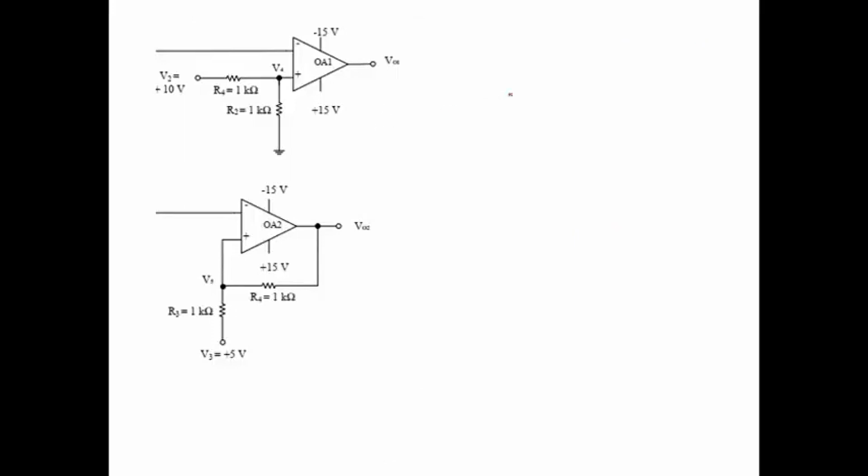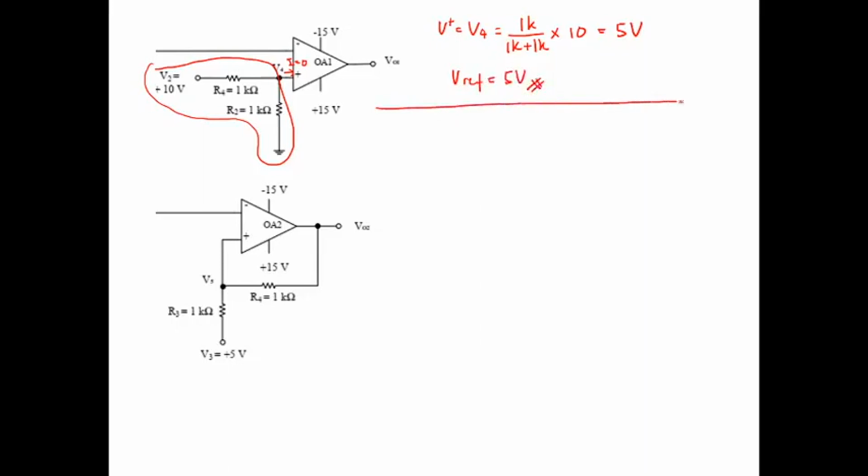Let's calculate the reference voltage. We start with the comparator first. In the comparator, we calculate V plus. V plus here is equal to V4. Since there is no current here, the current is equal to 0, so V4 can be calculated using the voltage divider: 1K over 1K plus 1K, times the DC source of 10, so this is 5 volt. So V reference is equal to 5 volt. This is the answer for OA1.